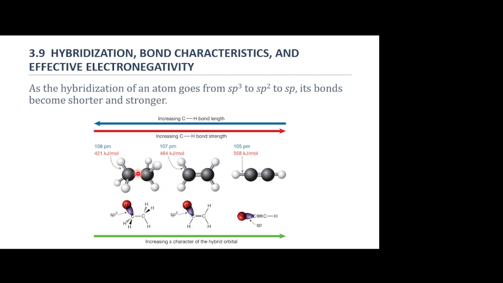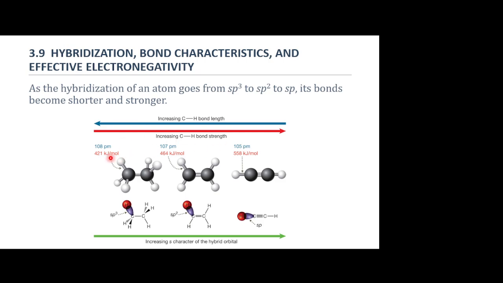Notice that this right here is the sigma, then we have a sigma and a pi, and then we have 2 pi's here. The only thing that's changing on these carbon-hydrogen bonds next to it is the hybridization. That's it. This one's an sp3, sp2, sp. And we can actually see this change. It's not a big one, it's pretty small. But this is 108 picometers, 107, 105. See how it's shortening?